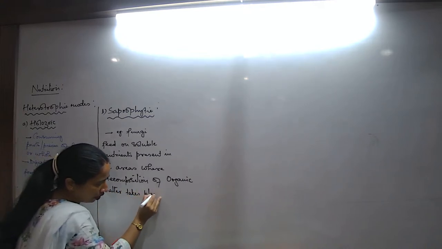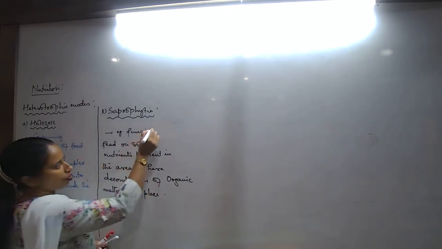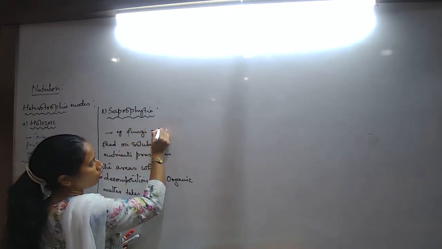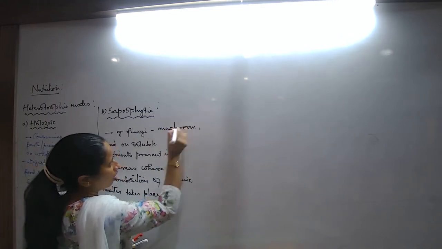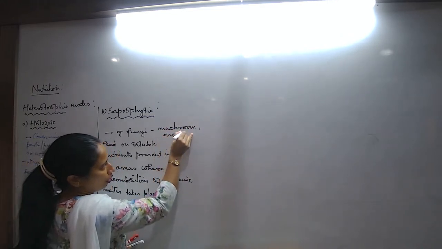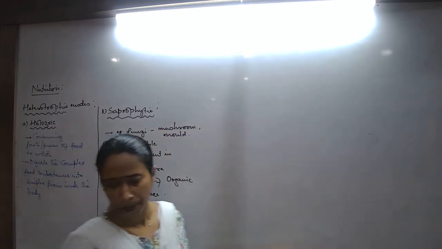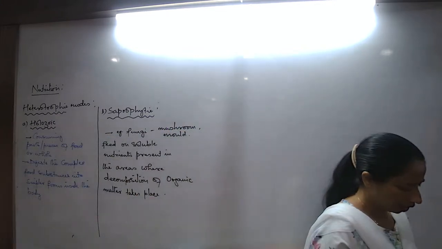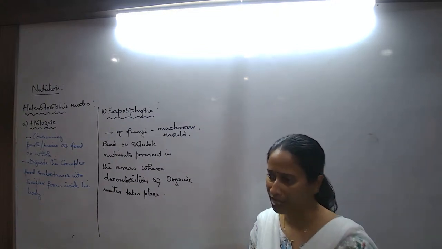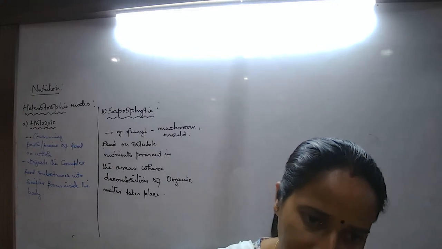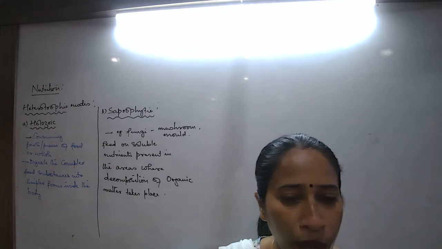Now, I already gave you some examples of the fungi. Say, suppose I talk about the mushrooms. I talk about the mold. I talk about the mucor. So now, in all of these examples, what is common? Are mold, mucor, mushroom feeding on anything complex and getting it digested inside their body? No. So what are they doing?